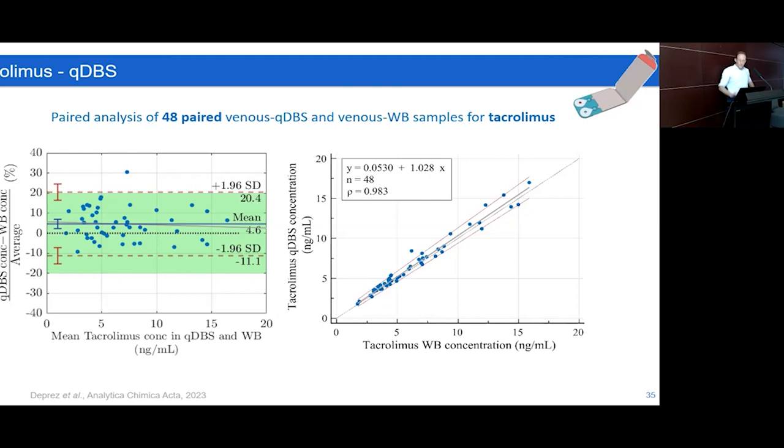Looking at dry blood spots for immunosuppressants, tacrolimus, we evaluated this device and now have a study ongoing with home sampling of this Capitainer device, where you apply a drop of blood here and you end up with a fixed volume. And then we look at the entire dry blood spot which has been generated. And we see a very good concordance between liquid blood and this QDBS blood from this Capitainer device.